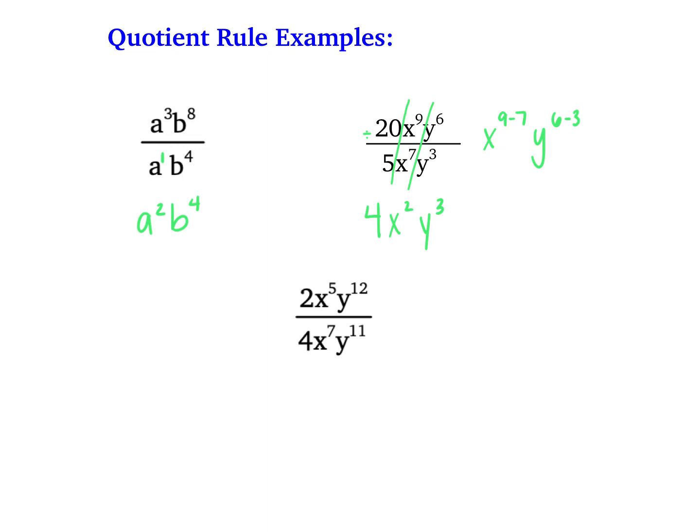Same thing with this last example. I'm going to kind of visually split that up for myself. 2 divided by 4 is a decimal or a fraction. And then we have x to the 5th, x to the 7th, so 5 minus 7 for my x's, leaving me with x to the negative 2. And then y to the 12th minus 11, which would be y to the 1st. There are many different ways to write these that we'll explore here in the next couple of videos. For now, feel free to leave them like that.